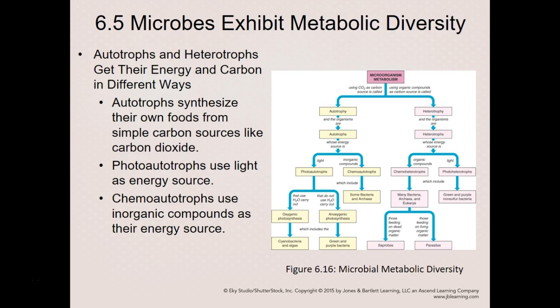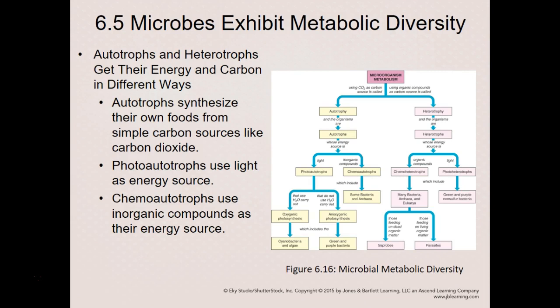So we have microorganisms, I shouldn't say we, but we do too. We have very good metabolic diversity. Some microorganisms are autotrophs while others are heterotrophs. Autotrophic organisms are organisms that can produce their own food. If you're a photoautotroph, you use light to produce the energy, and you produce food from carbon dioxide, inorganic carbon dioxide.